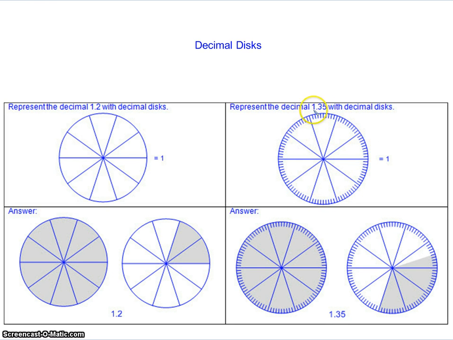So if I want 1.35, I'd still shade in 1 whole circle for the 1, and then I would count out 35 marks. Well, every long mark is 10, so here's just going to be the first 10. 10 more makes 20, 10 more makes 30, and then 5 more marks to get to 35. Okay, so this would be showing 35 markings out of 100 possible markings for 35 hundredths.